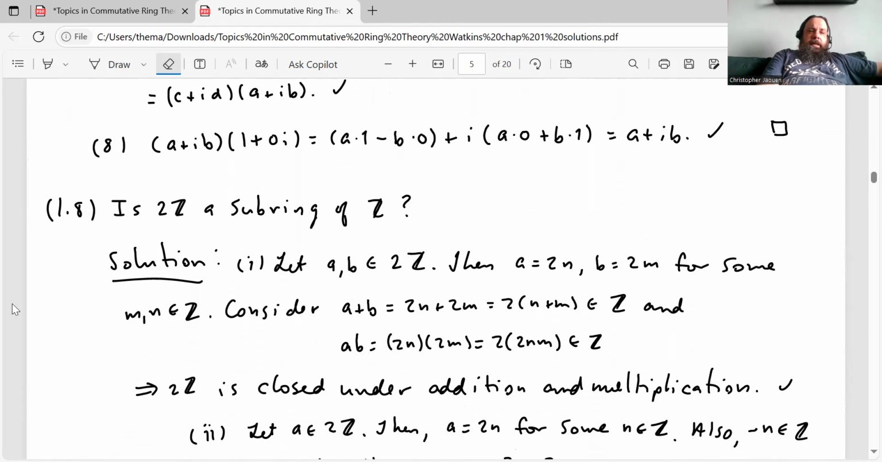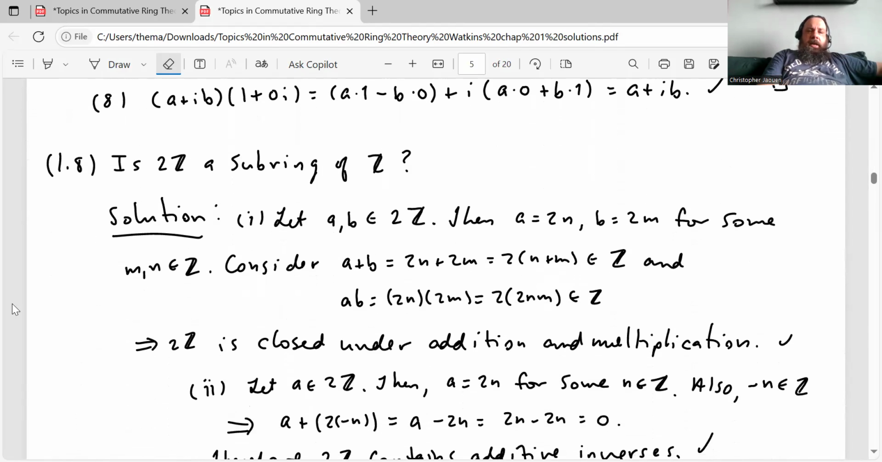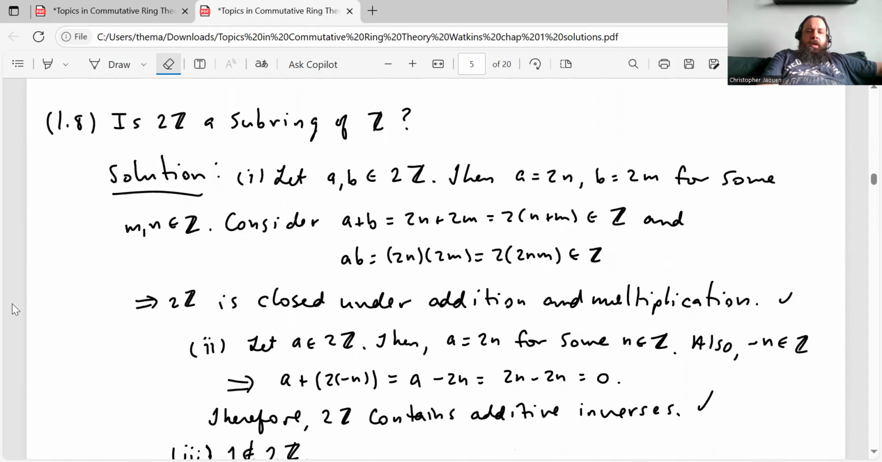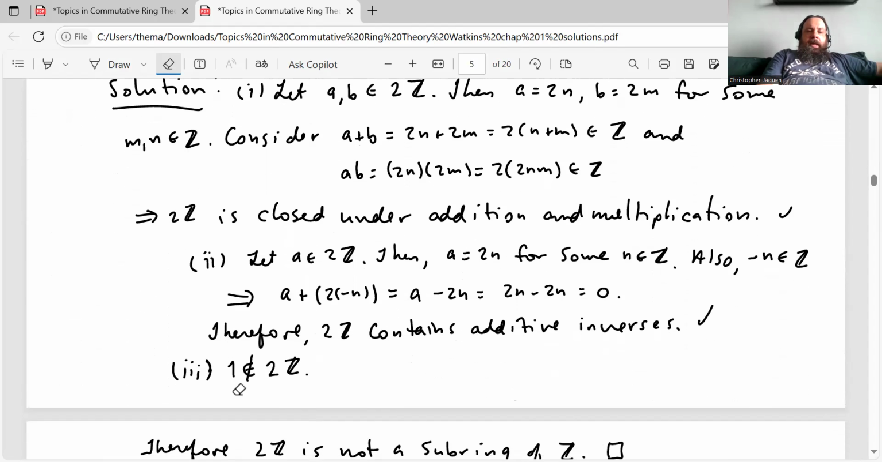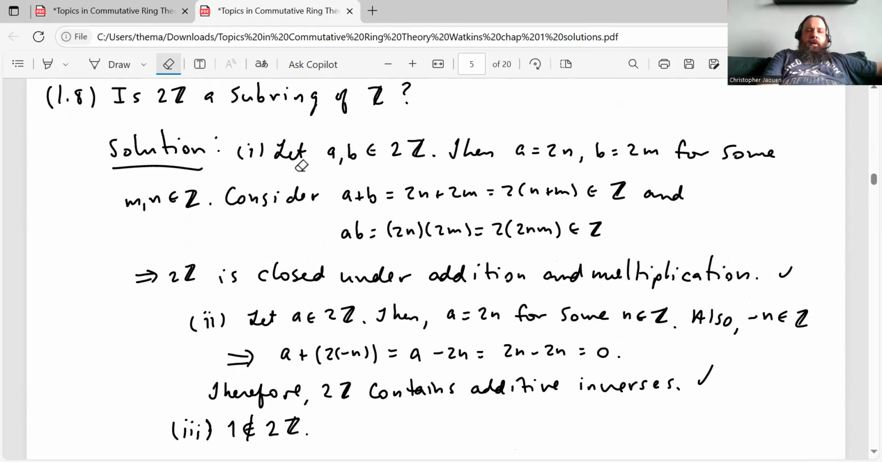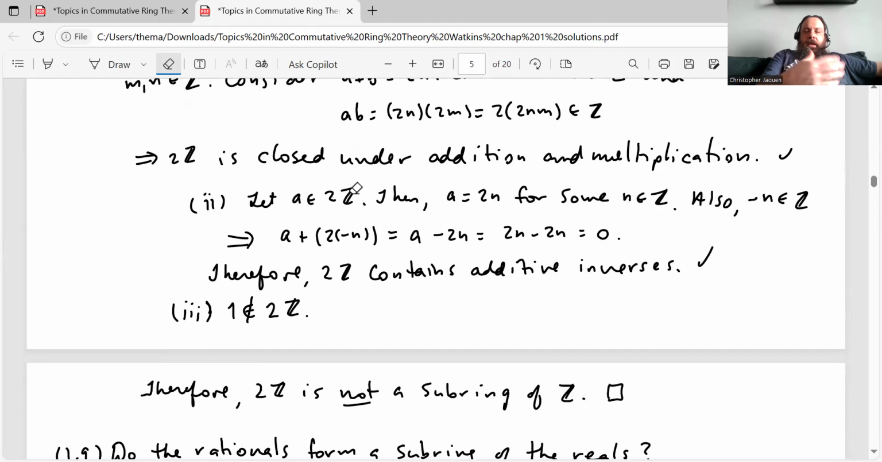Right, 1.8, is 2Z a subring of Z? And actually the answer to this is no, because the multiplicative identity is not in the set 2Z. The other two parts of definition 1.2 are satisfied. The set 2Z is closed under addition and multiplication. It also contains additive inverses, but it doesn't contain the multiplicative identity, so it's not a subring.